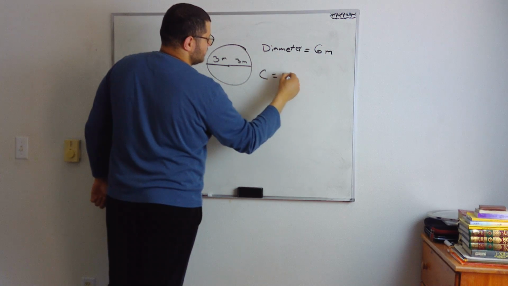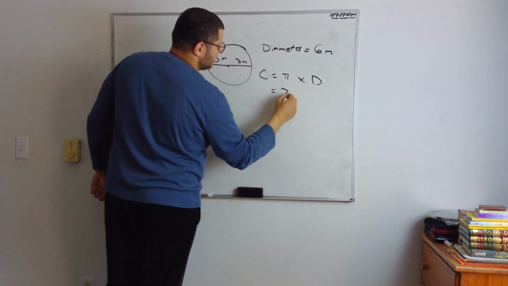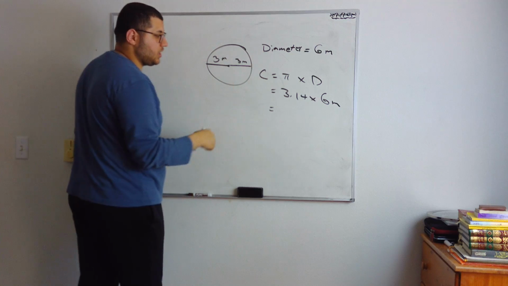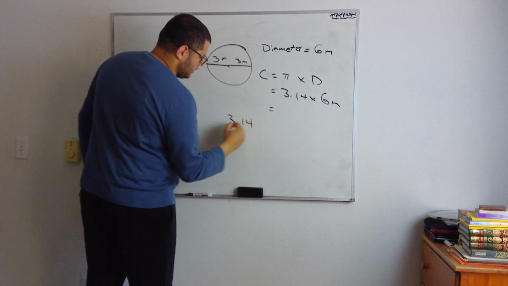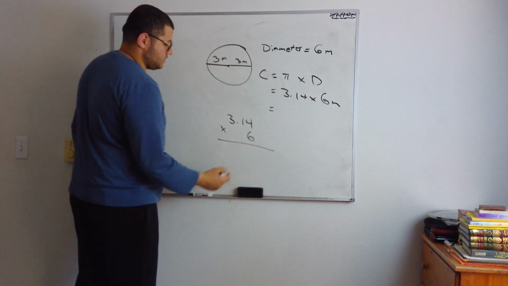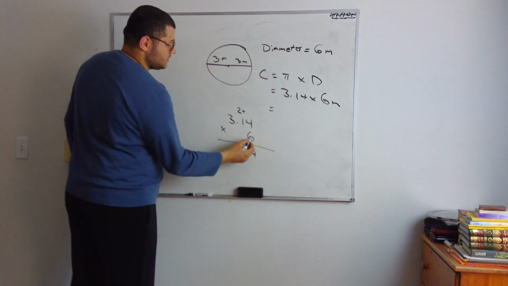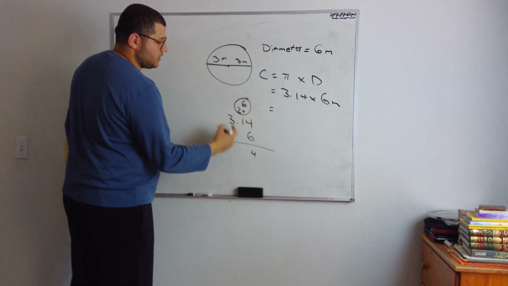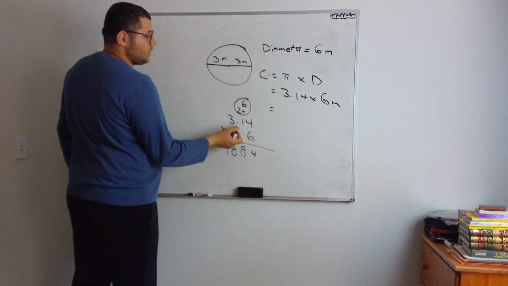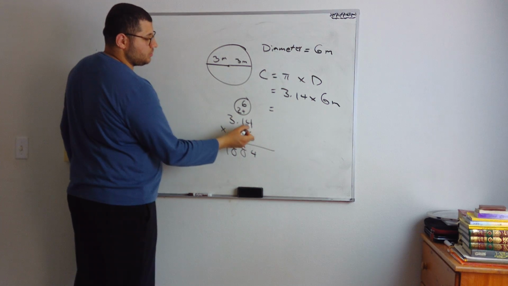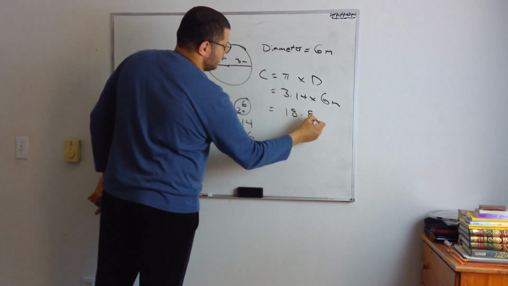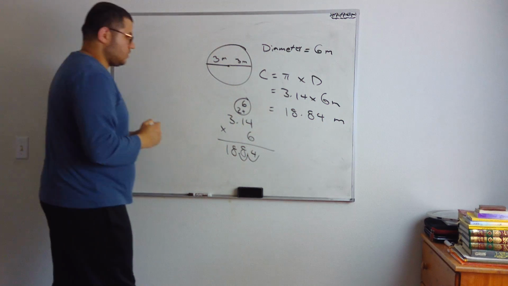And so circumference now is pi times the diameter. Pi is 3.14 times the 6 meters, which is the diameter. And then again you go through your multiplication. 3.14 times 6. Now let's go through the process. 6 times 4 is 24, 4 carries a 2. 6 times 1 is 6, 6 plus 2 is 8. 6 times 3 is 18. There's only one decimal number, and there are two digits after the decimal, so 1, 2. So the answer is 18.84 meters. Okay?